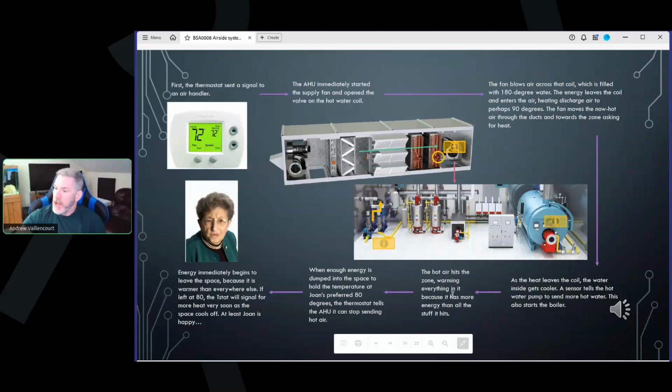The hot air hits the zone, warming everything in it because it has more energy than the stuff it hits. Second law of thermodynamics. When enough energy is dumped into the space to hold the temperature at Joan's preferred 80 degrees, the thermostat tells the AHU it can stop sending hot air. Energy immediately begins to leave. Once it's not adding energy, energy begins to leave through all the mechanisms we talked about earlier. If left at 80, the thermostat will again signal for more heat as soon as the space cools off. At least Joan is happy.